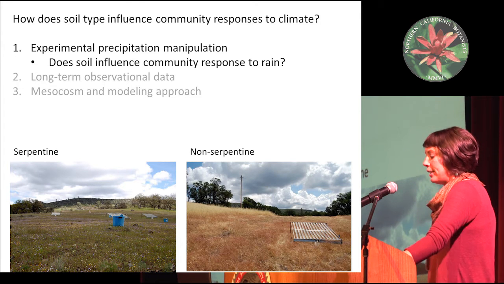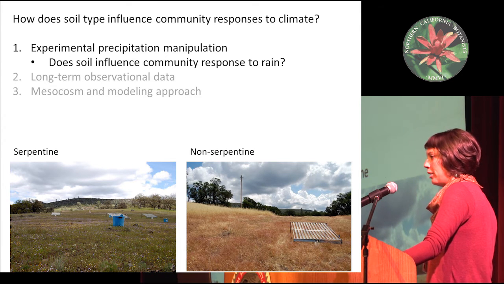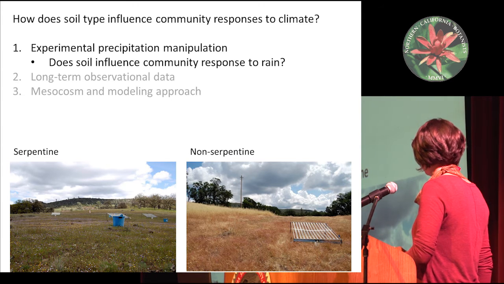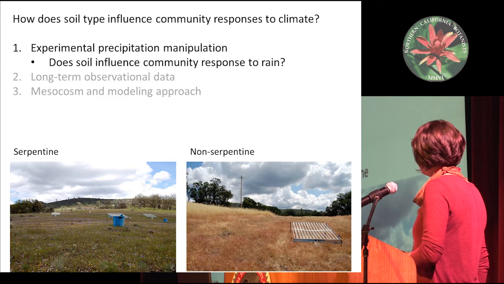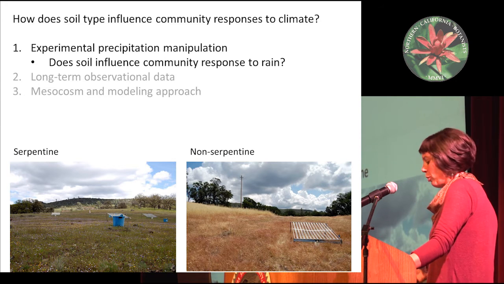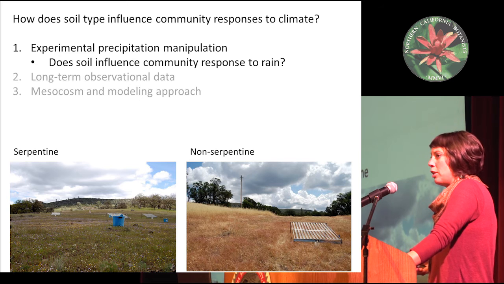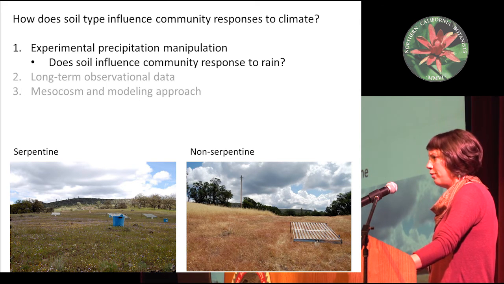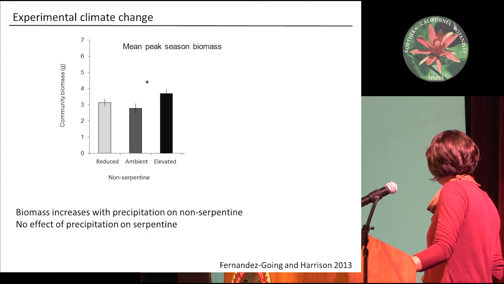So first, in the first study, I basically manipulated rainfall in a serpentine and non-serpentine grassland. So I set up drought shelters, which reduced rainfall by 50%, or I had these irrigation tanks that increased water about 30 to 50%. And then I monitored the biomass production of the community. There was also a component of looking at serpentine endemics, but I don't have time to talk about that today.